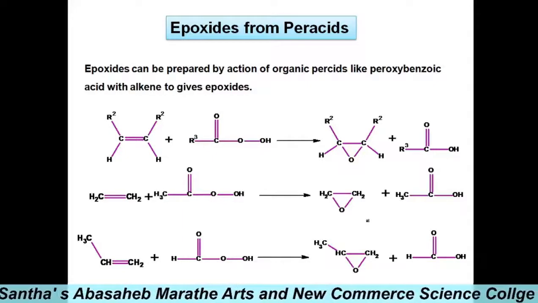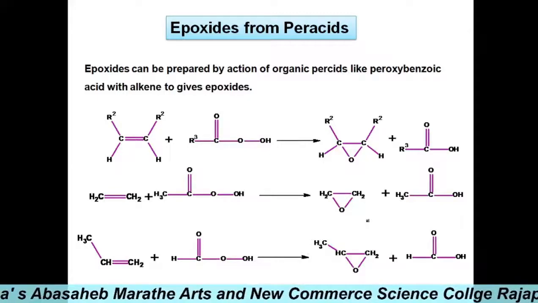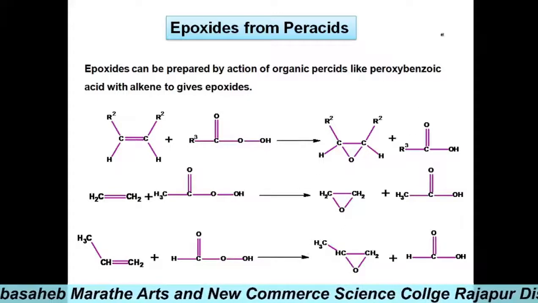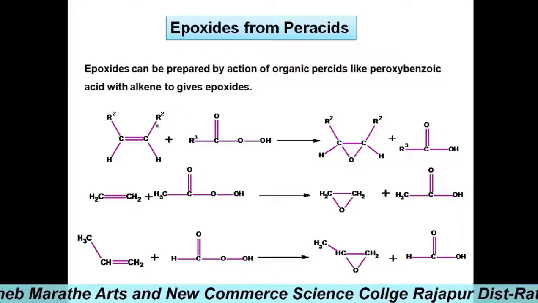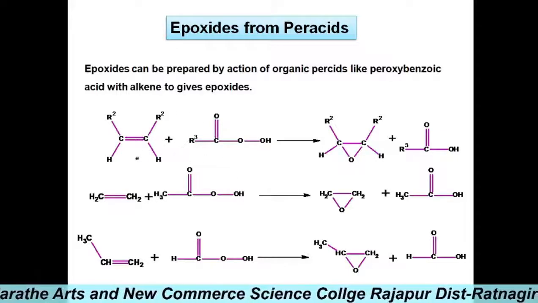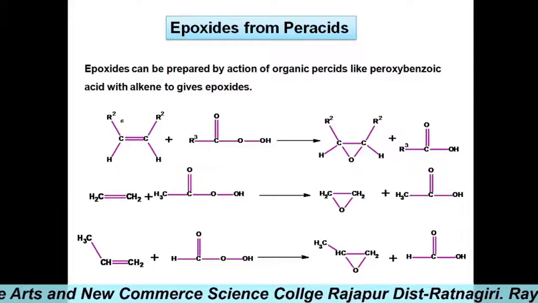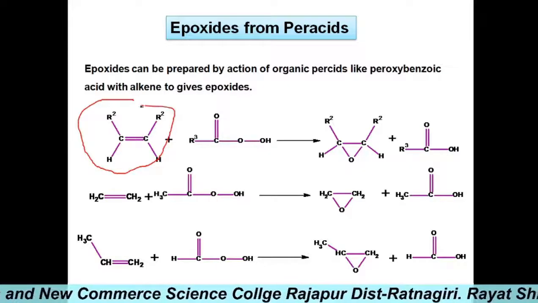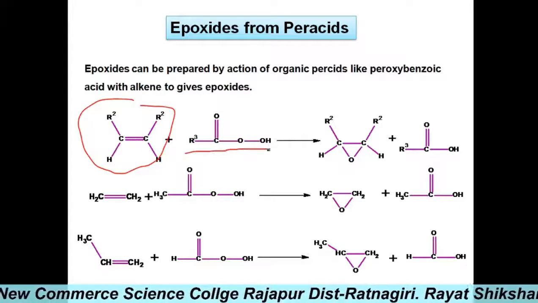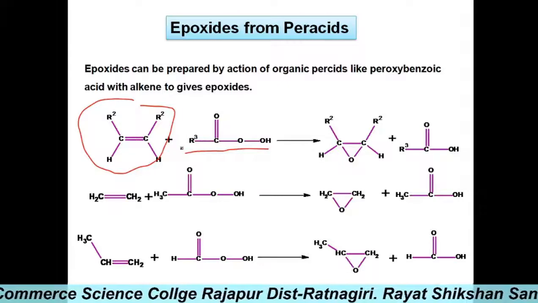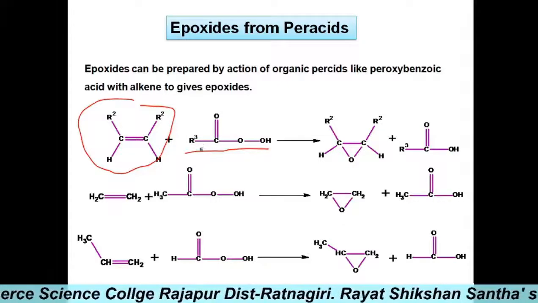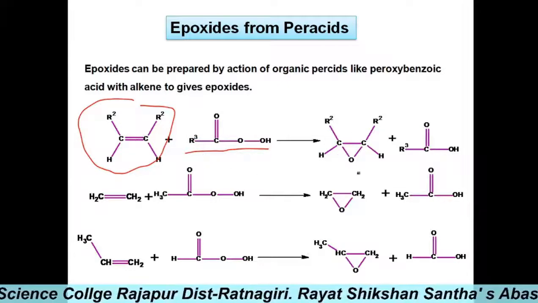The reaction is carried out by mixing the alkene and the peracid. So we have seen these examples. For example, this alkene is treated with a peracid, any peracid, where R is any group, to get the epoxide.